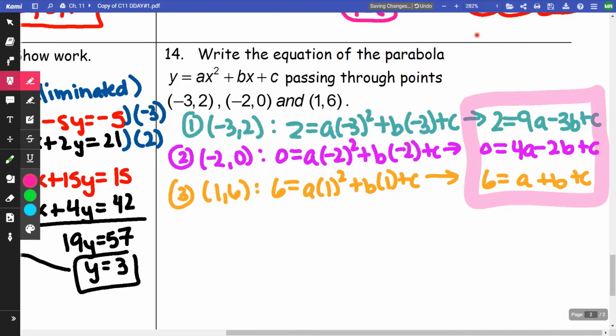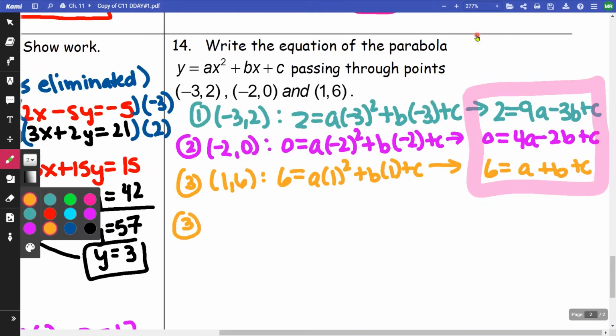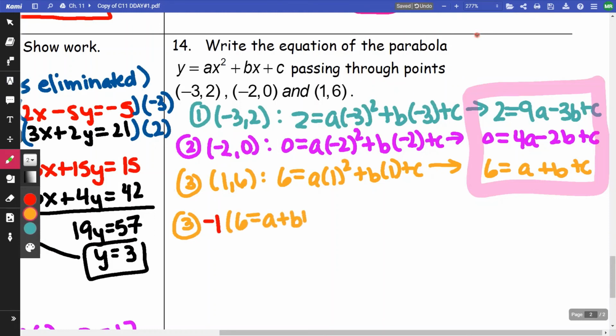So looking at that, I'm going to try to eliminate my c's in each of these. And I think I'm going to multiply the bottom equation, number 3, by a -1. So when I do that, I'm going to get -6 is equal to -a minus b minus c. So this is the equation 3 I'm going to use. So I'm going to use that with equation 1.